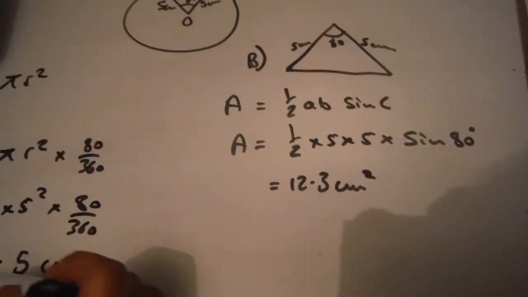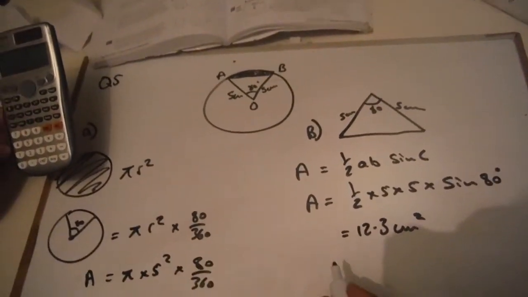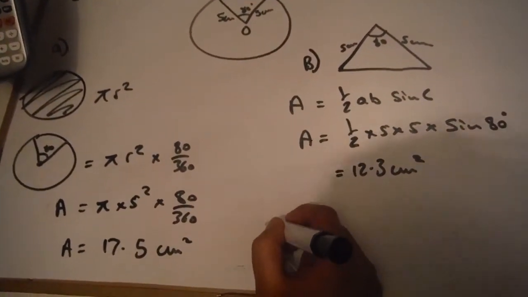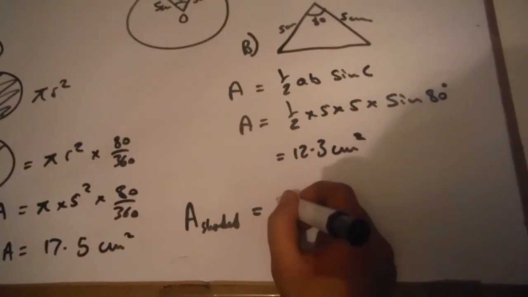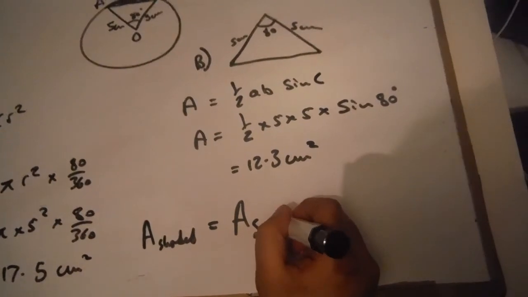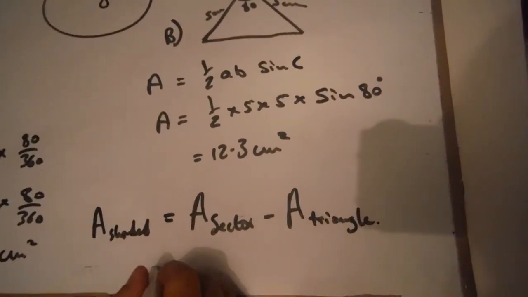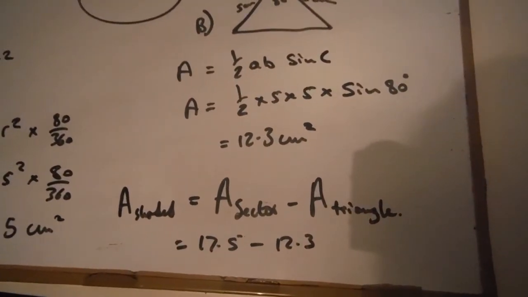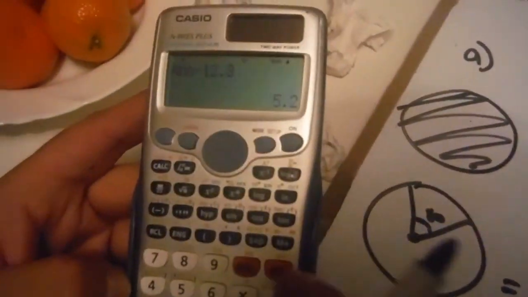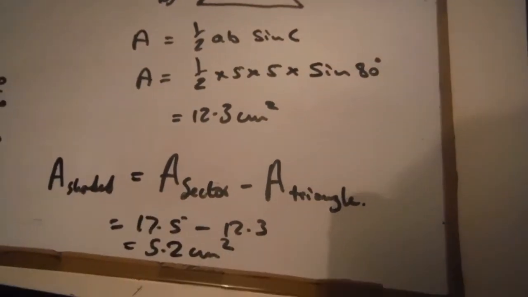So now we've worked out the area of the triangle, and we've also got the area of the sector. To find the shaded area, what we're going to do is the area of the sector take away the area of the triangle, which is going to be 17.5 minus 12.3. 17.5 minus 12.3 is going to be 5.2 centimeters squared. That's going to give you the remaining part.